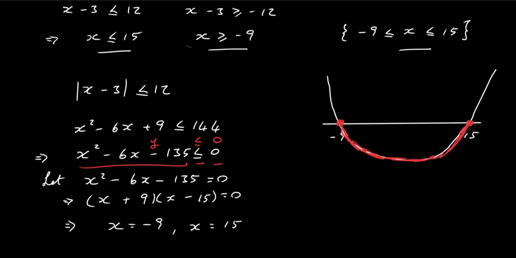And what I'm really looking for is to solve this inequality. In other words, I want to find the values of x that will give us those y values. So in other words, I want all of these x values here. So my solution then again is x has to be bigger than or equal to minus 9, less than or equal to 15. And that's it. That's the solution to this question.